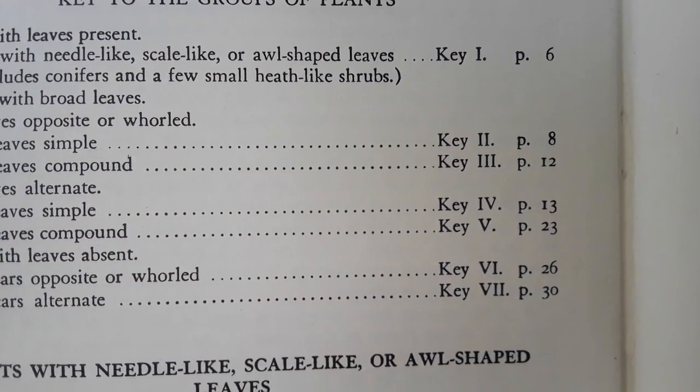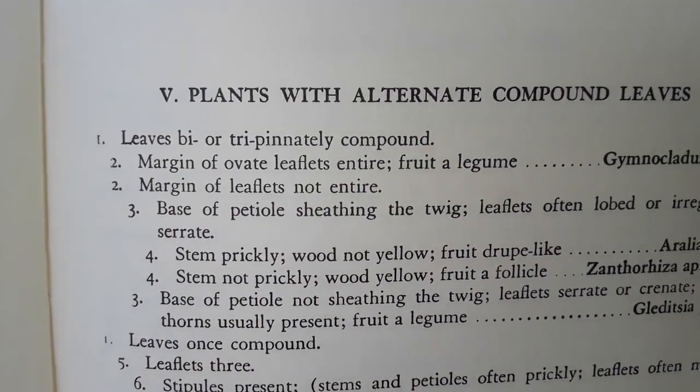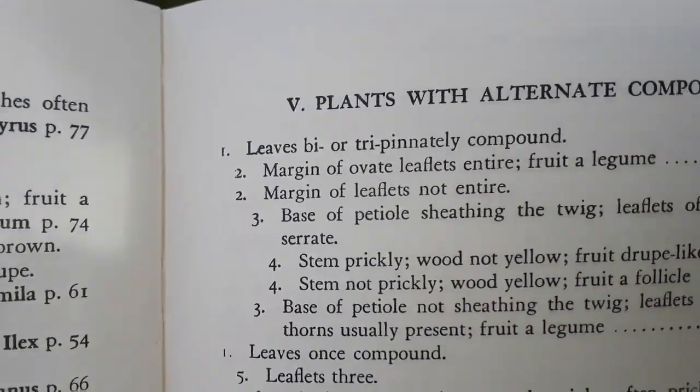That takes us to key 5, page 23. So, are the leaves bi- or tripinnately compound? Absolutely not. Here, take a look at this.